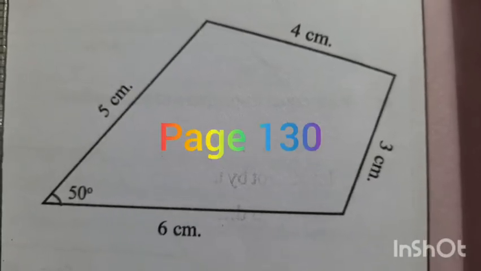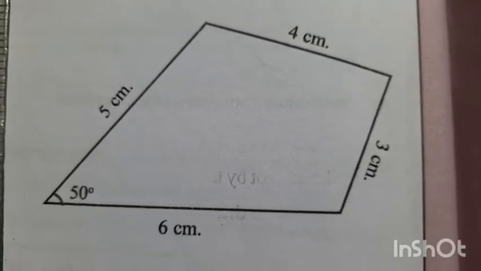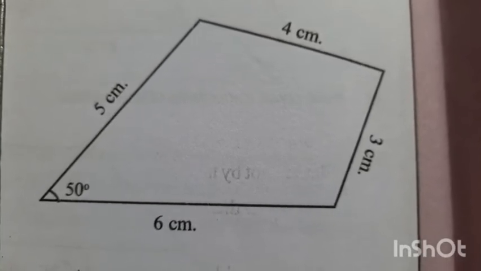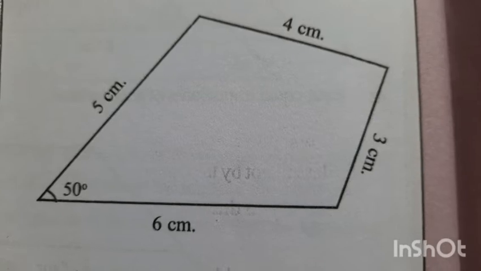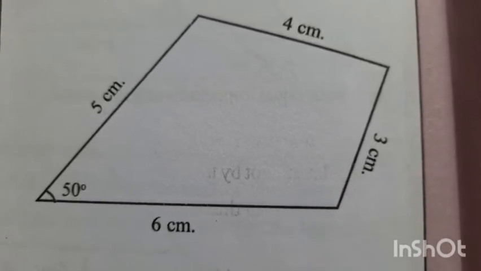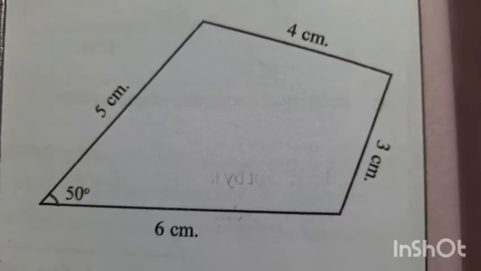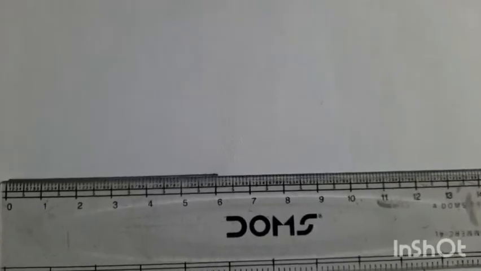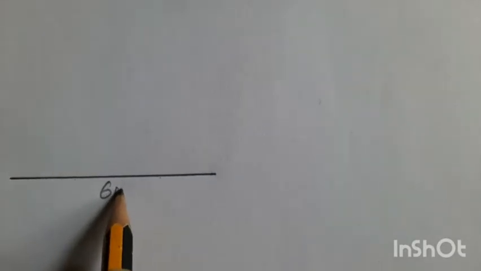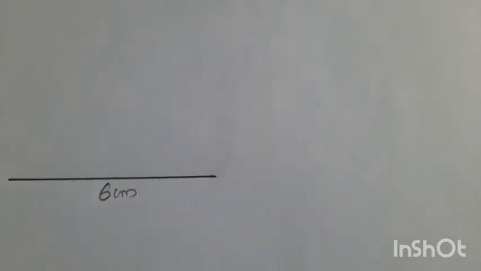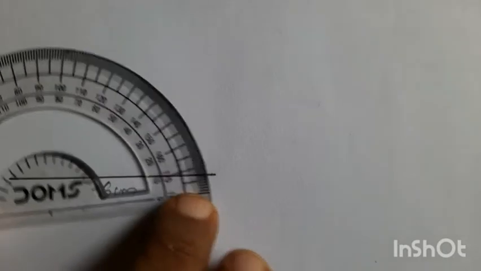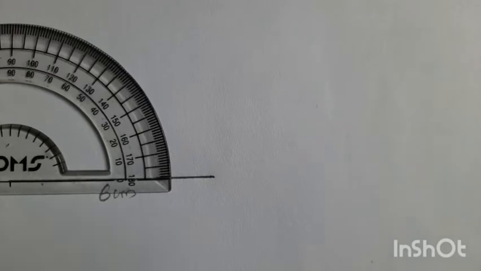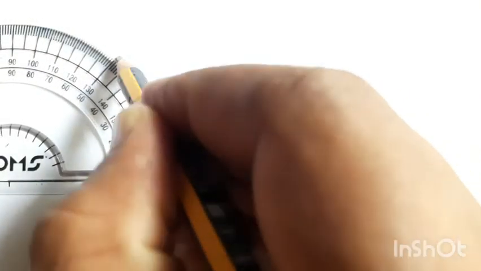Draw this quadrilateral with the four sides 6 centimeter, 3 centimeter, 4 centimeter and 5 centimeter, with the angle between 6 and 5 centimeter being 50 degree. So using a compass you can draw this quadrilateral. Draw a 6 centimeter line first. Then using a protractor mark 50 degree. I have to mark the 50 degree angle.